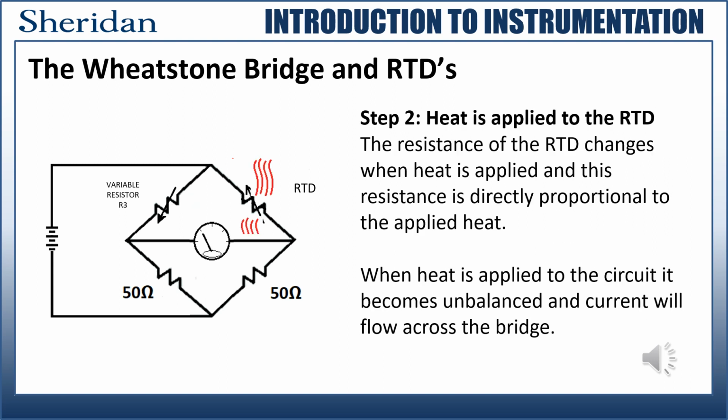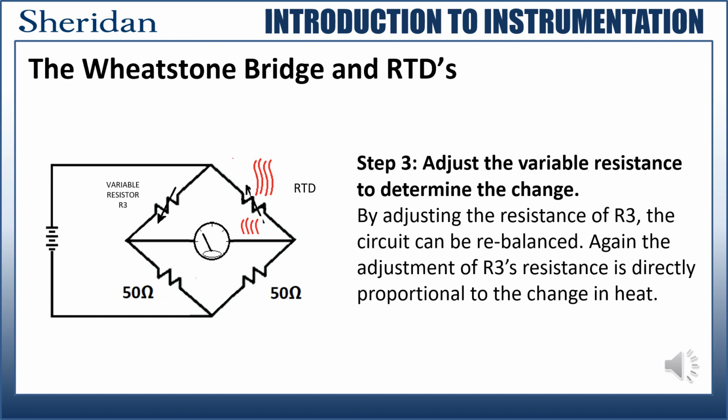The next step is to apply some heat, or cold, to the RTD. The resistance of the RTD changes when heat is applied, and the resistance is directly proportional to the applied heat. When heat is applied to the circuit, it becomes unbalanced, and current will flow across the bridge. In order to determine the new applied heat, we must now adjust R3. By adjusting the resistance of R3, the circuit can be rebalanced. And again, the adjustment of R3's resistance is directly proportional to the change in heat.